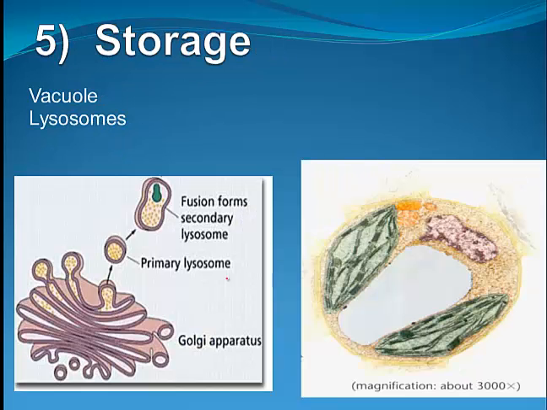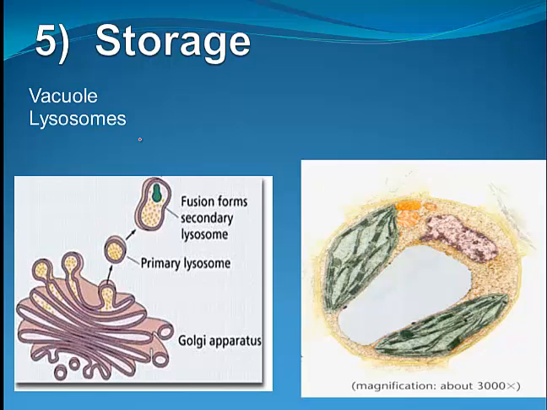Okay. Storage. We need to be able to store things inside of our cells. So some of our cells have vacuoles, which are just going to store food, water, whatever we might need. In plants, they have a very large vacuole in the center because they have to be able to store a lot of water in order to do photosynthesis. Our vacuoles tend to be much smaller.